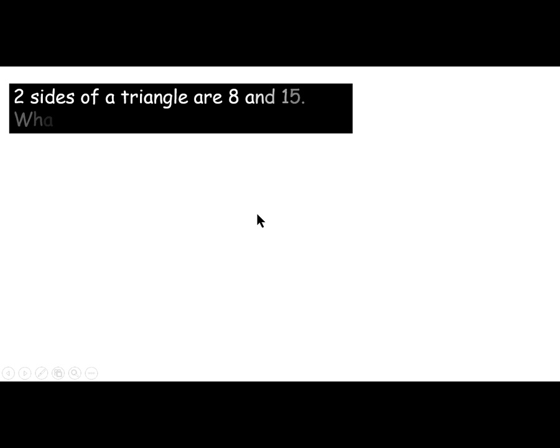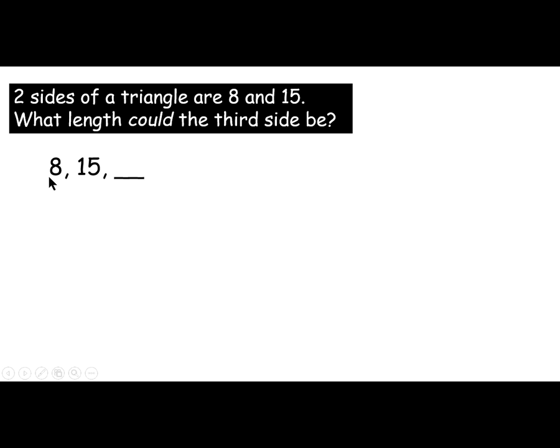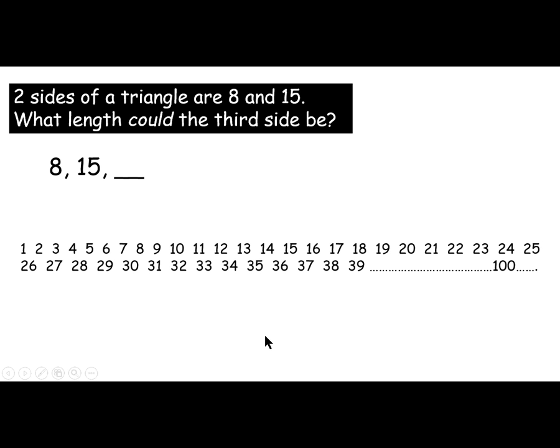Okay, that's the easy version of the problem. The hard version looks like this. If I give you 2 sides of a triangle, can you tell me what the third side could be? In other words, if I told you a triangle has side lengths 8 and 15, what are the possible measures for that third side? Well, there's tons and tons of numbers in the universe. Here's a whole bunch of them up to 100 and keeps going. And what I want to know is which of these numbers could be the third side.